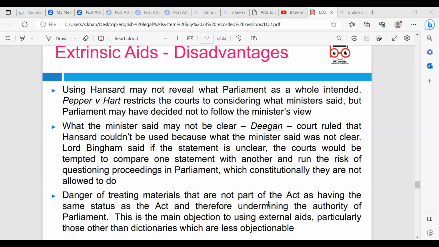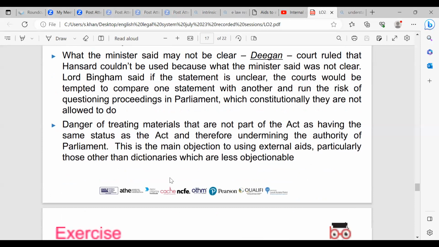As we can see, the importance of internal aids in regard to the statute itself, and why there's a need for long titles, short titles and preambles, and why there's a need for internal and extrinsic aids.